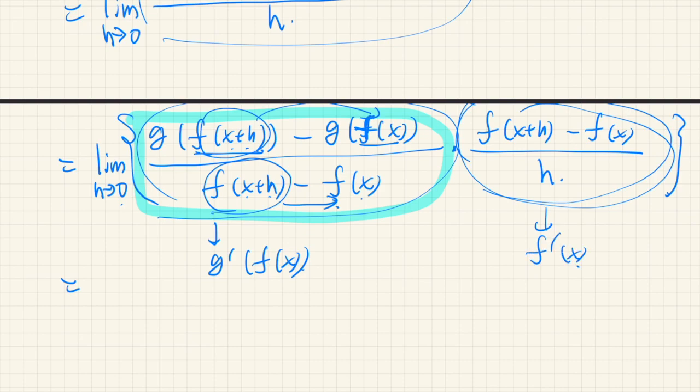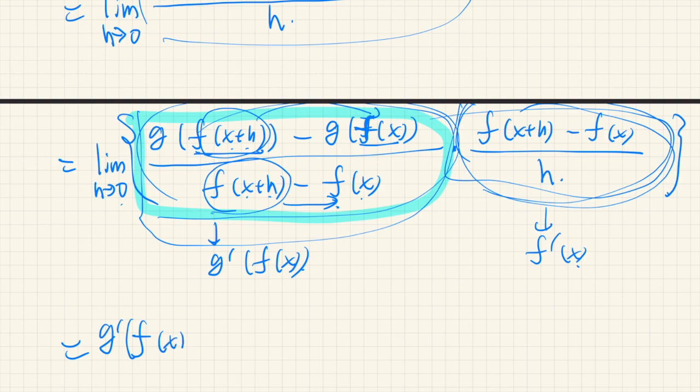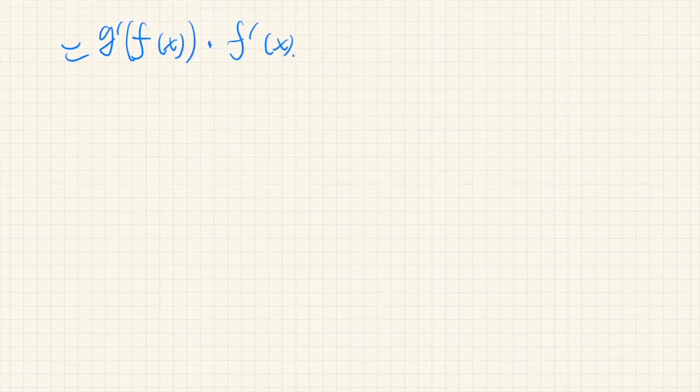So the result is this limit times this limit. That is g prime of f of x times f prime of x. And we are done. For this chain rule, it may be easier to remember if we write it like this.